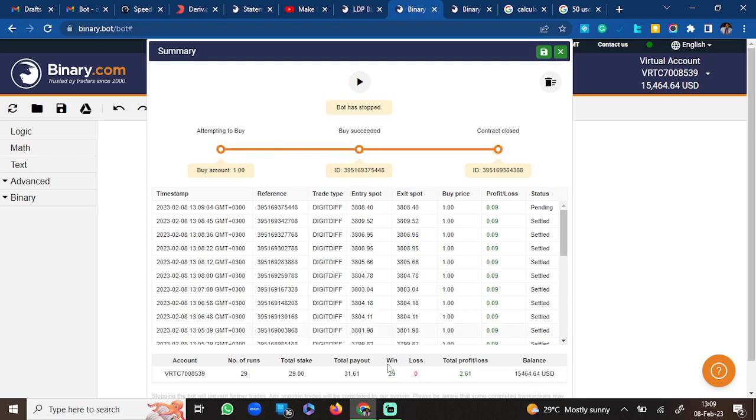And you can see we have had 29 runs, all our wins. So you can let the bot run and come back and make another $2. That's how to trade. And any questions?